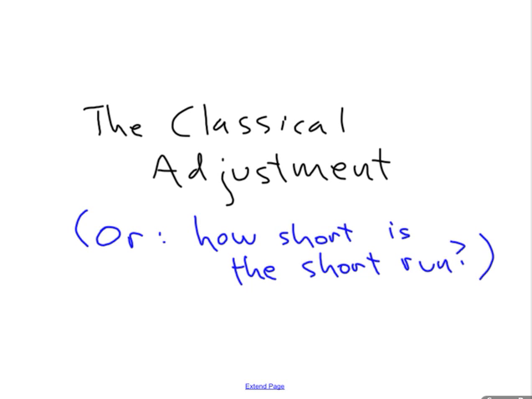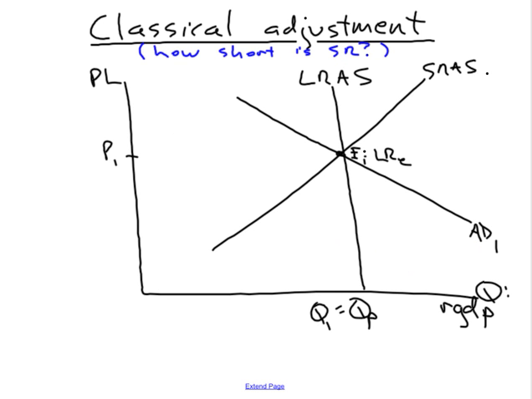Here's a vodcast on the classical adjustment, or how short is the short run. If we start out in equilibrium at E1, economy in long run equilibrium, output is QP, potential output, which is another way of saying that the economy is on the PPF. And so we'll stay there until something disturbs long run equilibrium.